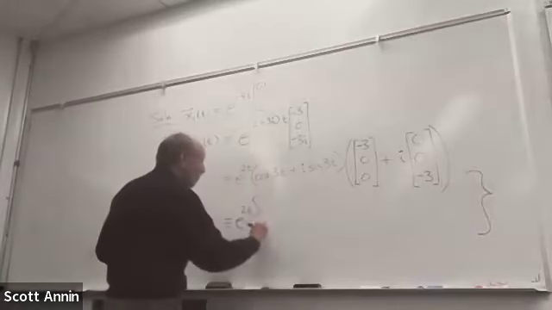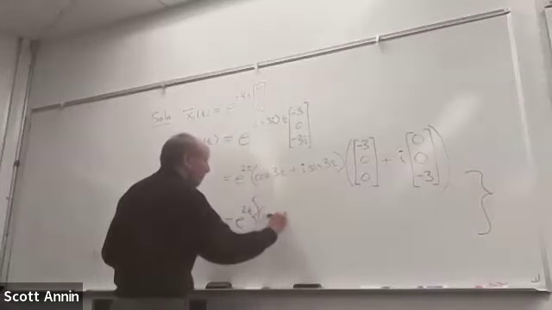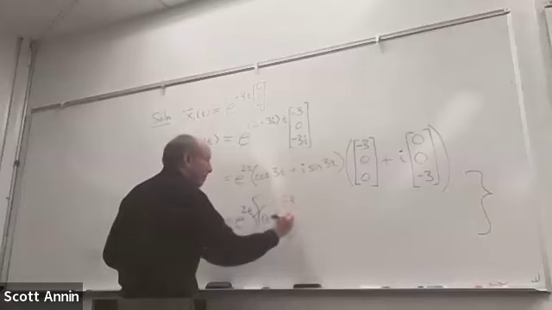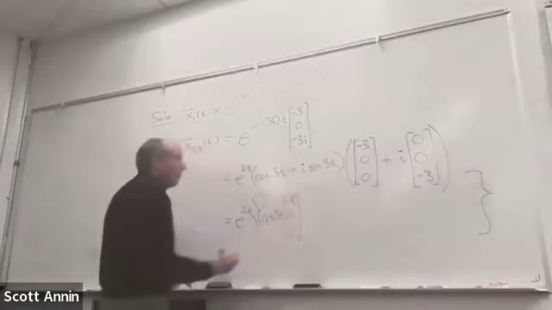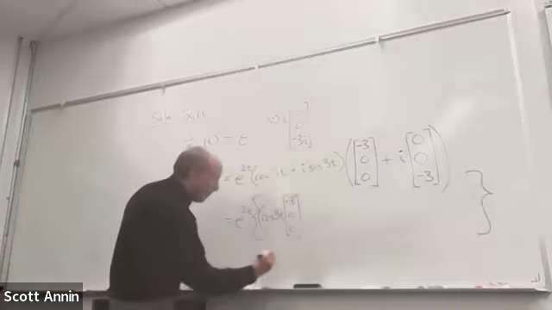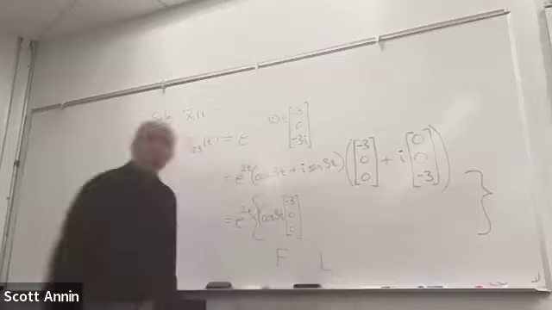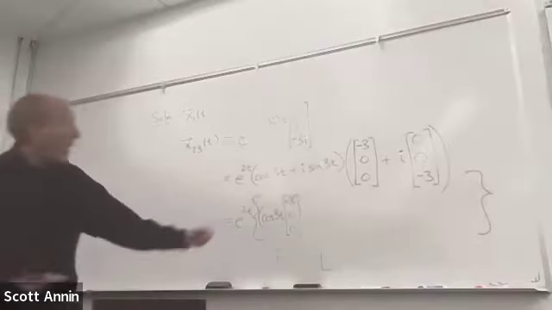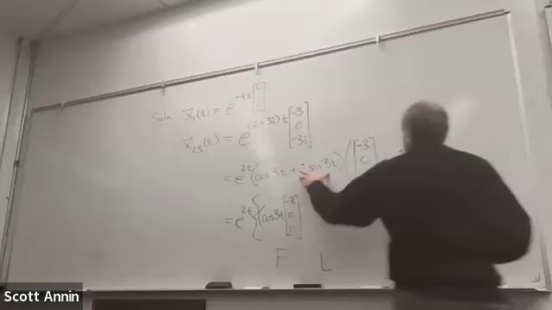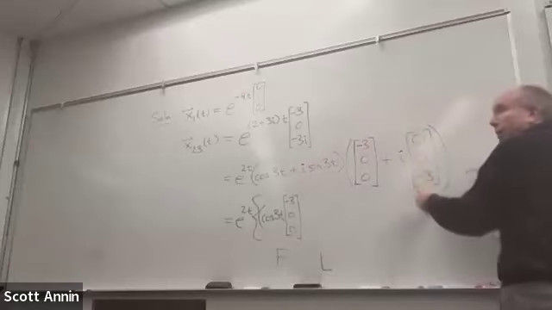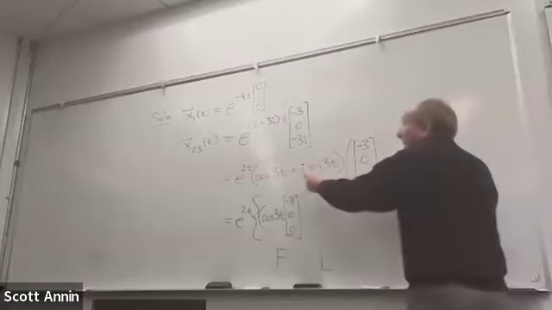That means I'm going to do the first, which is cosine of 3t times negative 3, 0, 0. So that's the first, F. And then the L part, which is the last part of the FOIL, that would be i sine 3t times i times 0, 0, negative 3. But what is i times i?